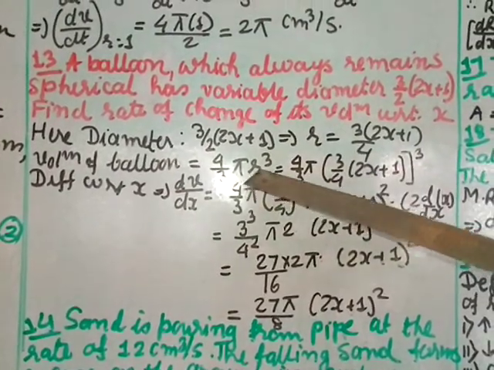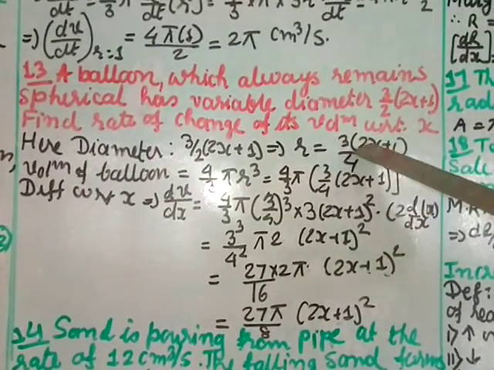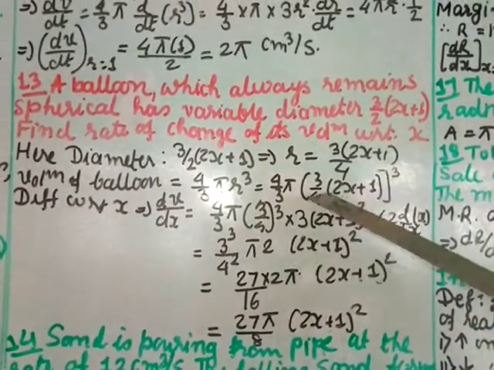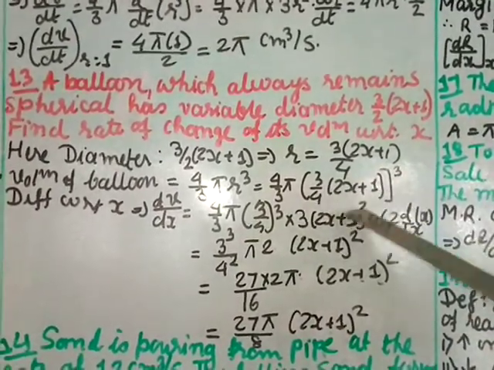4 by 3 pi, the r value you have to put here. So 3 by 4, (2x + 1) whole cube, 3 cube, 4 cube. Okay, I am giving this, and this also you give. And now you have to differentiate this part.